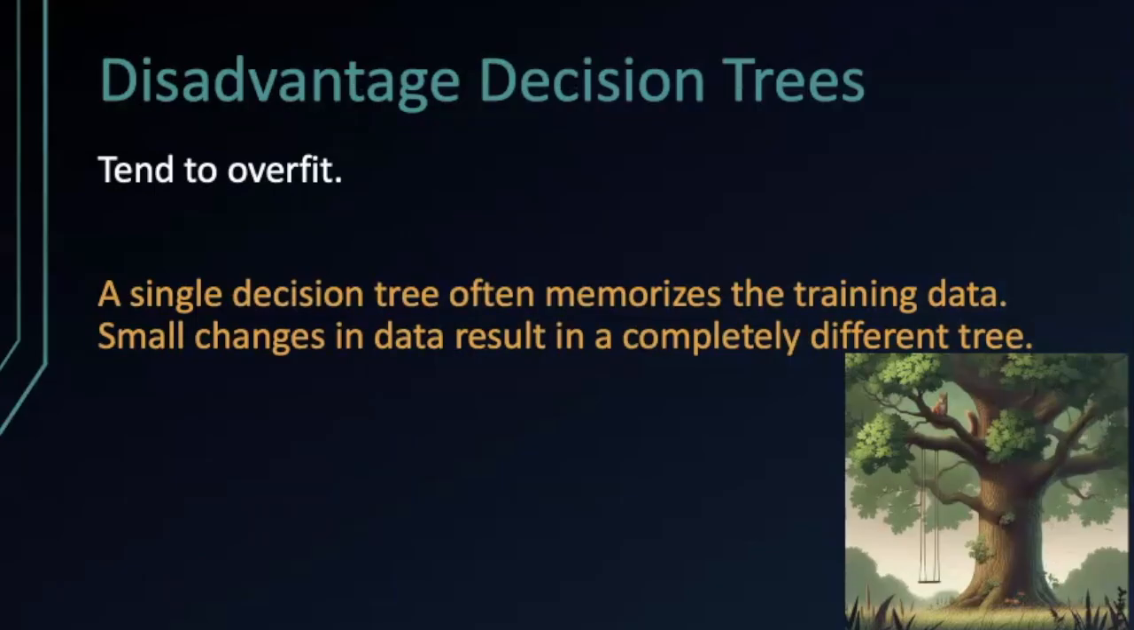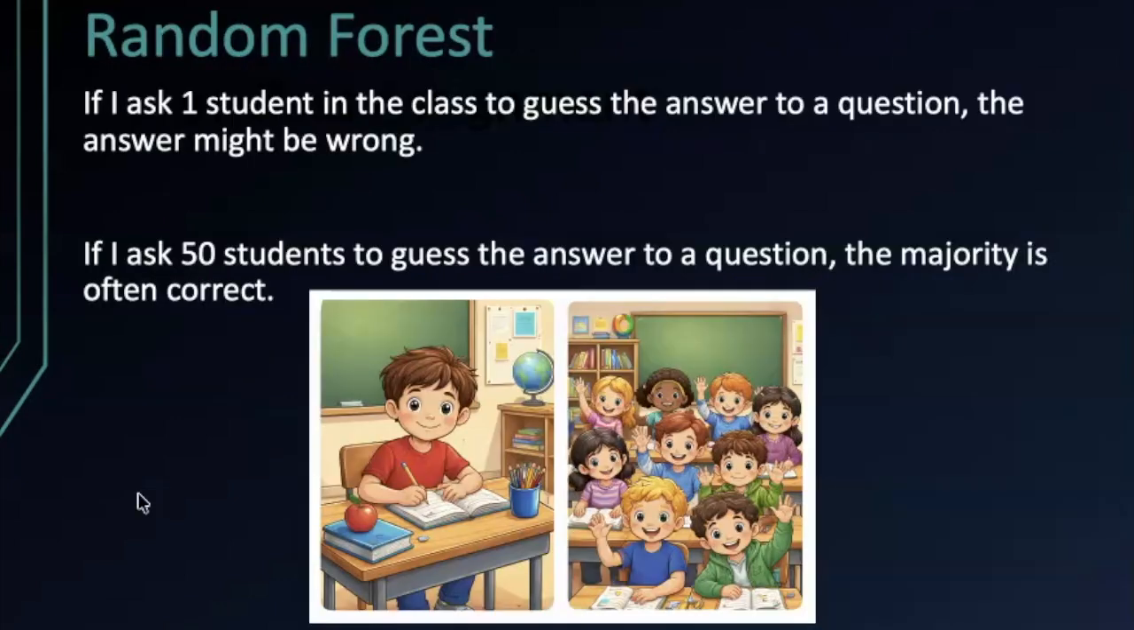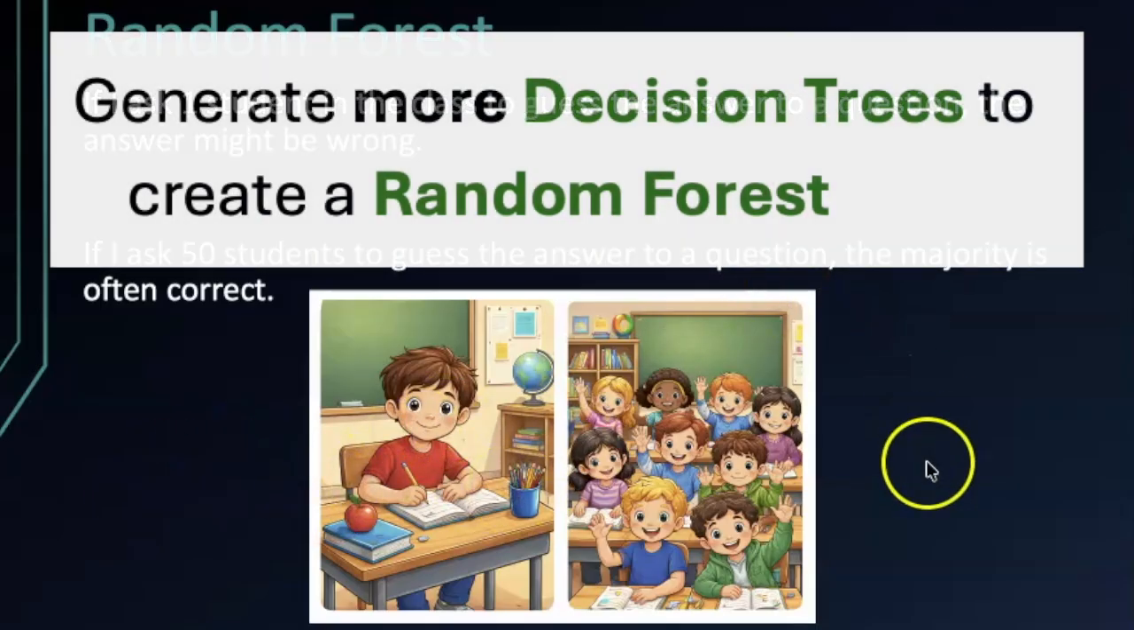One of the disadvantages of decision trees is they tend to overfit. A single decision tree often memorizes the training data, and small changes in your data set result in a completely different tree. Let's imagine you're in a classroom of students. If I ask one student to guess the answer to a question, they might get it right and they might get it wrong. If I ask a class of 50 students to guess the answer, then the majority is more often correct.